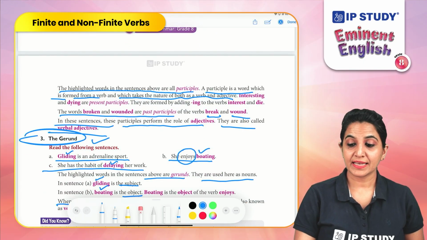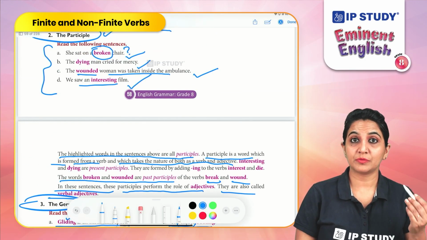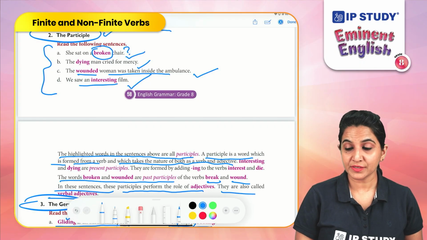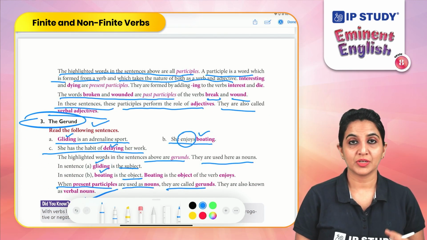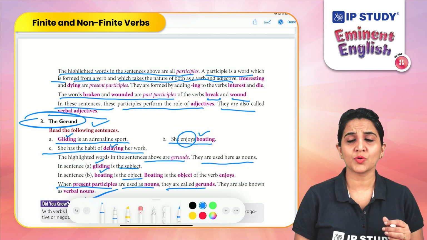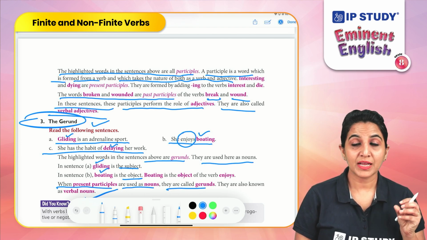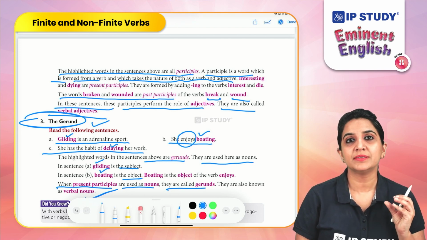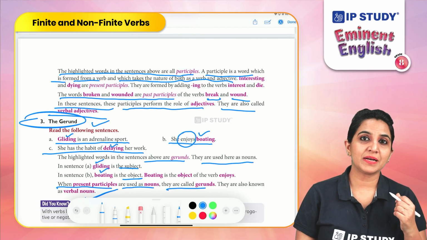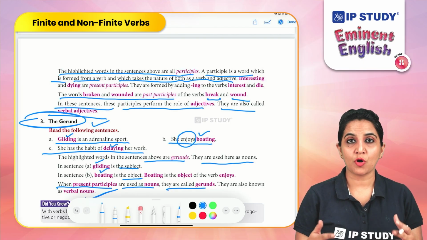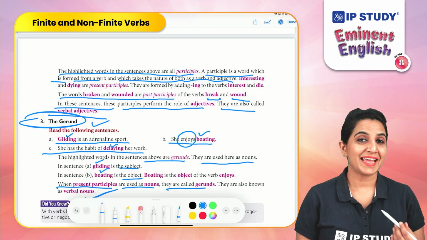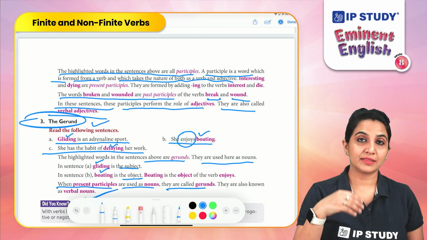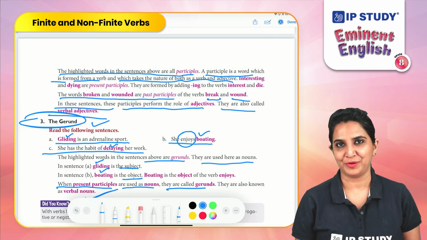What is that? In the participle, the verbs are used as adjectives, whereas in the gerund, they are used as nouns. Participles are also called verbal adjectives. Gerunds are also called verbal nouns. In the participles, we use the form of past participle and the present participle. In the gerunds, we use the ing form of verbs.